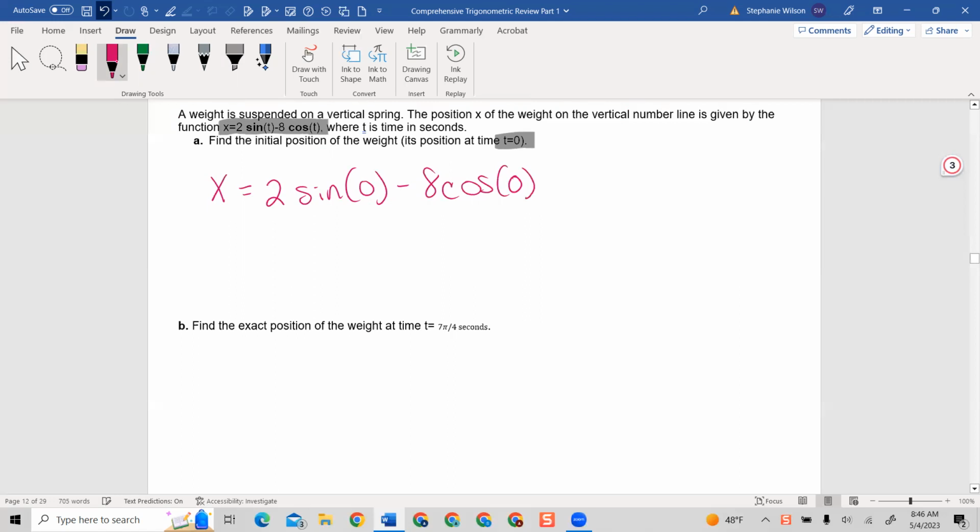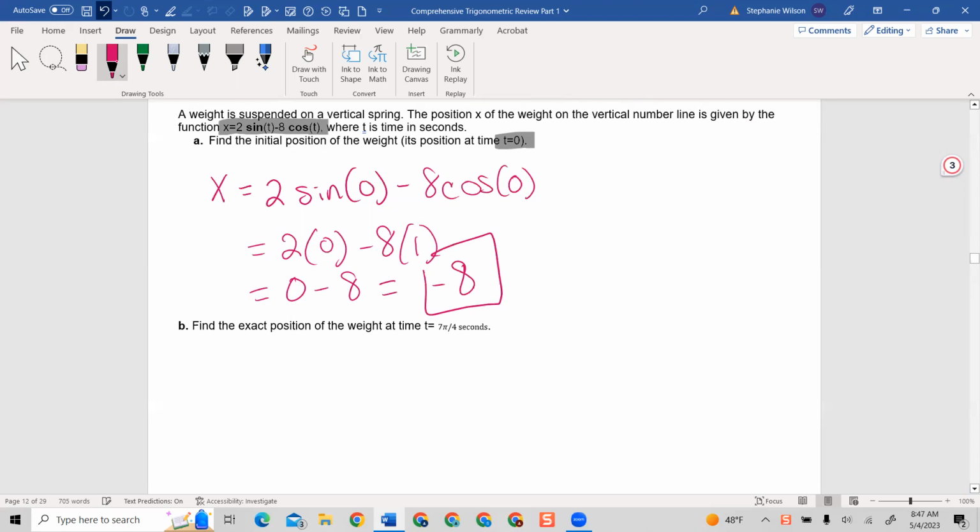When I plug in 0 for t, sine at 0, if you plug it in your calculator if you're ever unsure, is just 0. Cosine at 0 is 1. These are things you should know by now, but sometimes we get a little anxious when we take a test or do a homework assignment. Trust yourself, but you can always check your answer. 2 times 0 is 0, minus 8 times 1, which is 8. My end answer is -8.